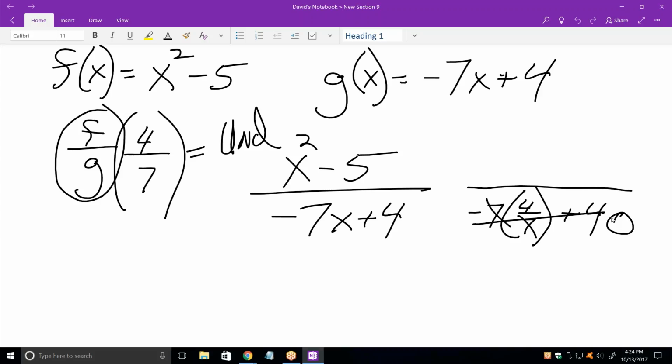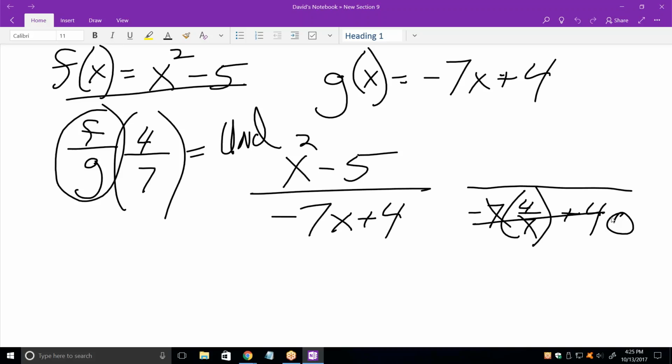Whenever you're dividing by 0, your answer is essentially undefined because you can't do it. In other words, if I look at each one of these functions individually, x is not restricted. x can be all real numbers in the f function, and x can be all real numbers in the g function. But the moment I divide f by g, now all of a sudden I'm saying that it can be all real numbers except for 4/7.